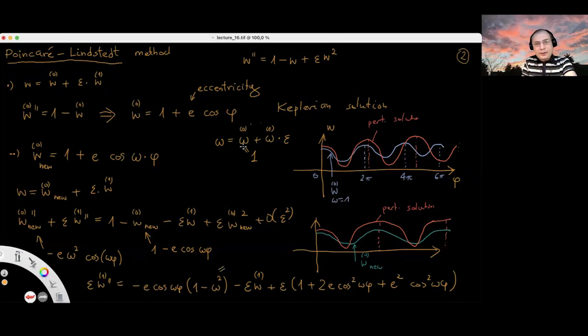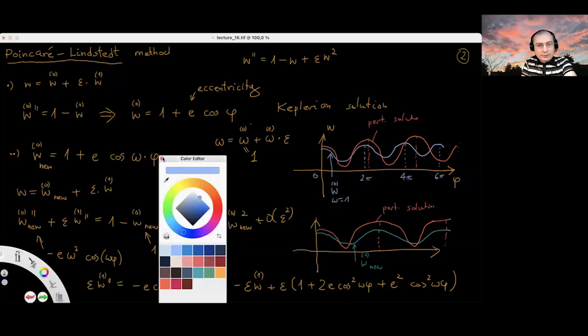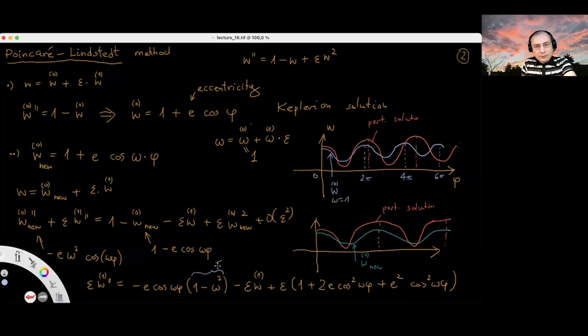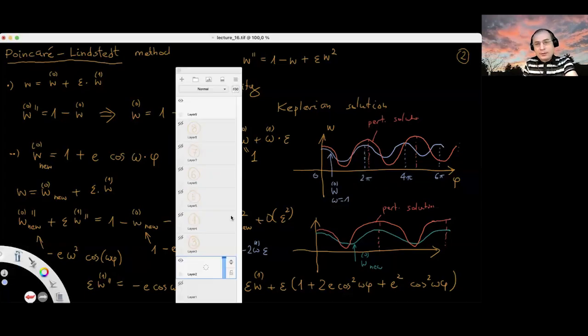Now we have to plug in the expression for omega, and this would give us this whole expression here. Let me use a different color. The whole expression here is just 1 minus 1 minus 2 omega 1 epsilon. So the constant term goes away. So this thing here is also of the order of epsilon. It's basically minus 2 omega 1 epsilon times this thing here. We can go to the next slide or to the next blackboard now.